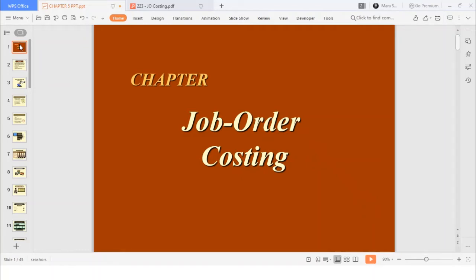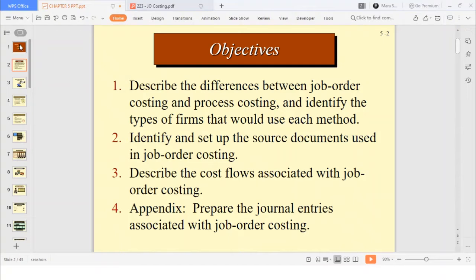In this discussion, I will be talking about job order costing. So what are our objectives for this discussion? First is to describe the differences between job order costing and process costing and identify the types of firms that would use each method. Next is to identify and set up the source documents used in job order costing.